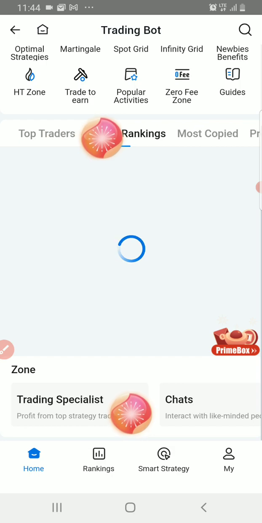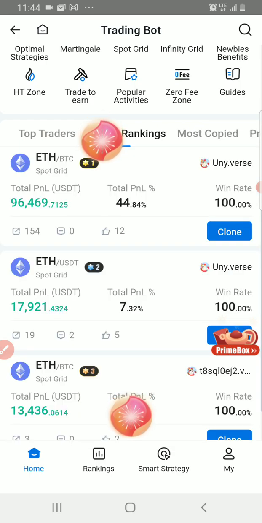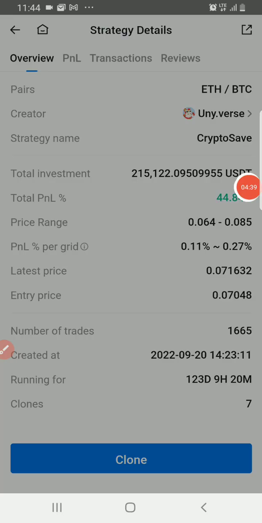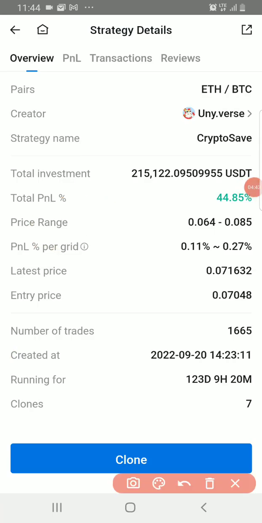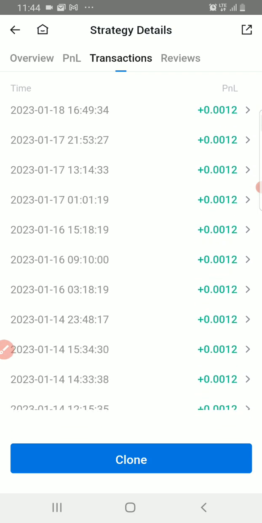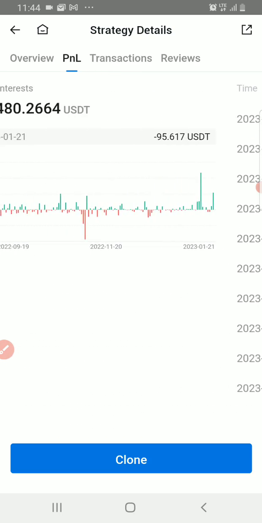However, let's see profit ranking. Okay, but all these ones, they don't have a running grid. So let's even see if this guy, okay, this guy has a running grid. You can see the sum that this guy invested in his own. So you can see the amount he's using. He has made 44%. Look at how many thousands of USDT he's using. So you can see this is a very profitable business. Come to transactions, so you can see all his transactions. The profit is making profit.